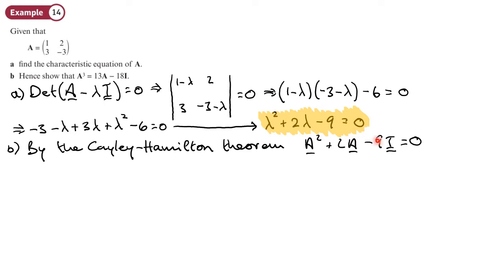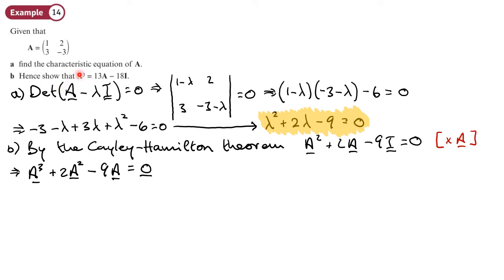So if we compare what we've got here with what we're trying to prove, we've got an A cubed. So I think the first thing we're going to do is multiply both sides by A. When we do that, every term is going to get multiplied by A. So then we will have A cubed plus 2 times A squared minus 9 times A, because the identity times A is just going to be A, equals 0. Obviously if you multiply the 0 matrix by A, it's still 0.